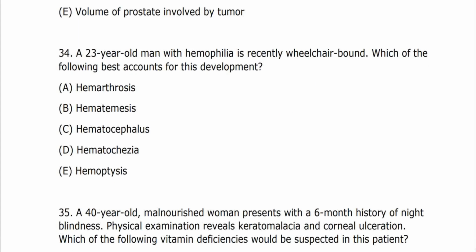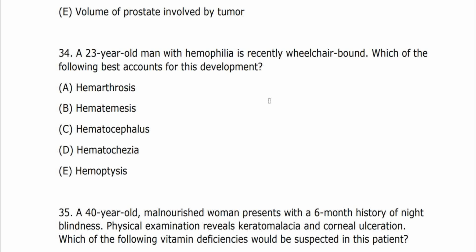Question number 34. A 23-year-old man with hemophilia. So this man definitely bleeds easily. He's recently wheelchair bound. Wheelchair bound means he can't walk. So which of the following best accounts for this? What will make a patient that bleeds easily not walk? Definitely blood has extravasated into the knee joints or any of the lower limb joints, but most especially it will be the knee joints.